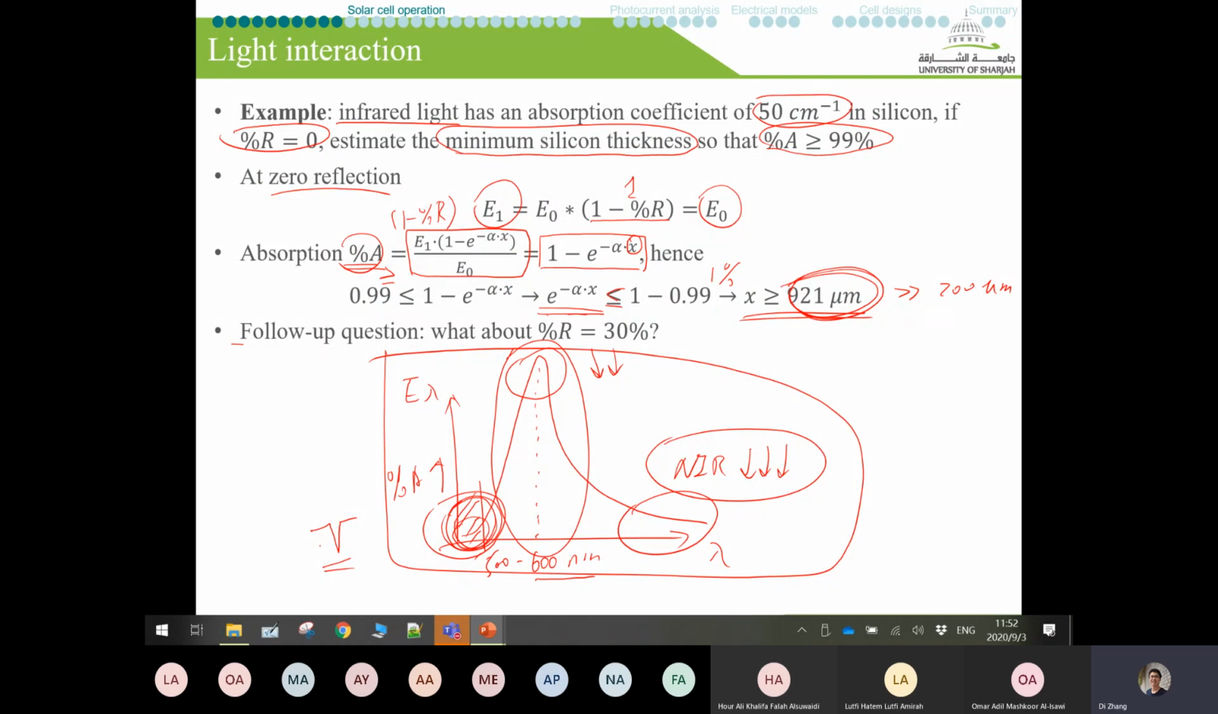And a follow-up question, just for you to maybe try some calculation or just to think about it.